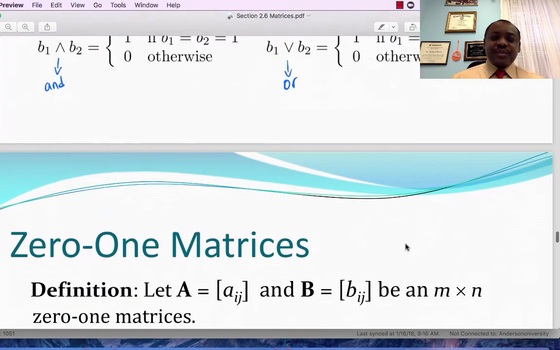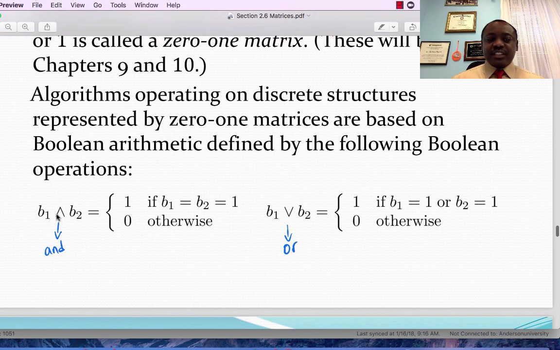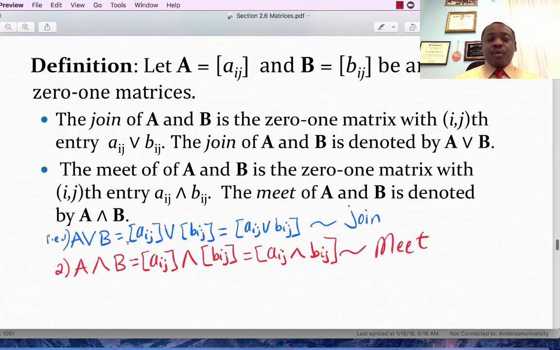So, recall we have defined what AND is between two entries, what OR is between two entries. Now we have defined what OR is between two matrices and what AND means between two matrices. That's the join and the meet. Now we're going to put all of that together and define what is known as a Boolean product. So far we have seen how to execute multiplication of two matrices. Is it the same? How do we deal with a Boolean product? What is it anyway? Let's look at it.